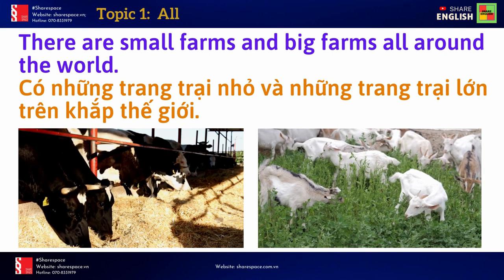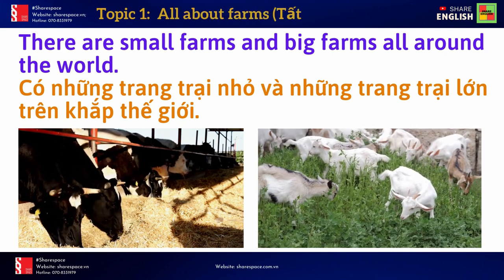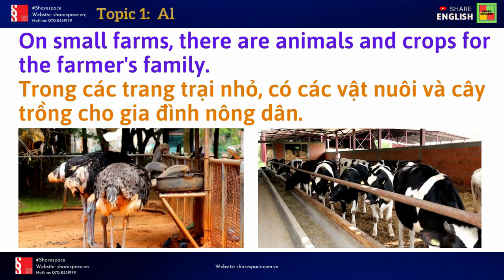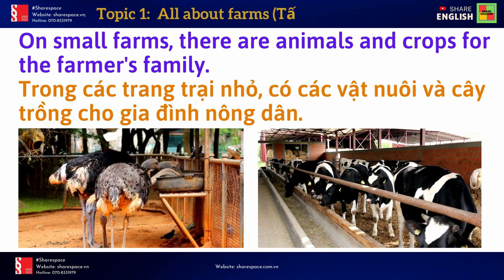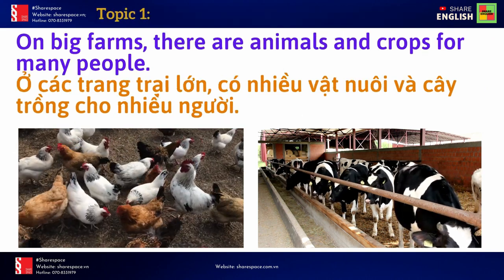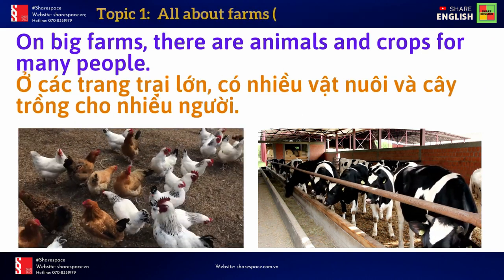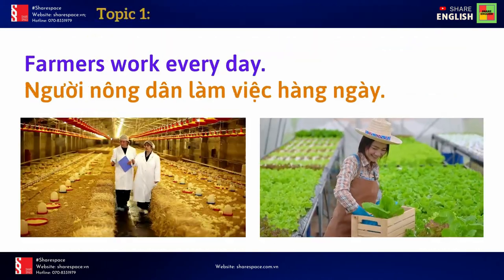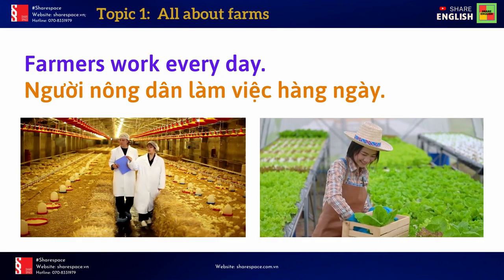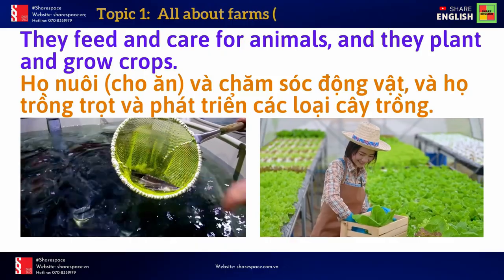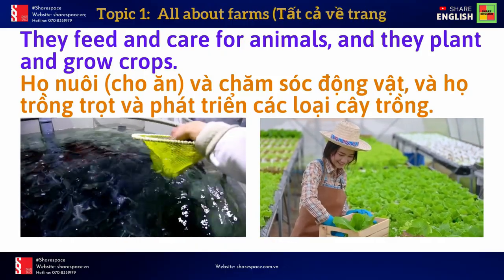There are small farms and big farms all around the world. On small farms, there are animals and crops for the farmer's family. On big farms, there are animals and crops for many people. Farmers work every day. They feed and care for animals, and they plant and grow crops.